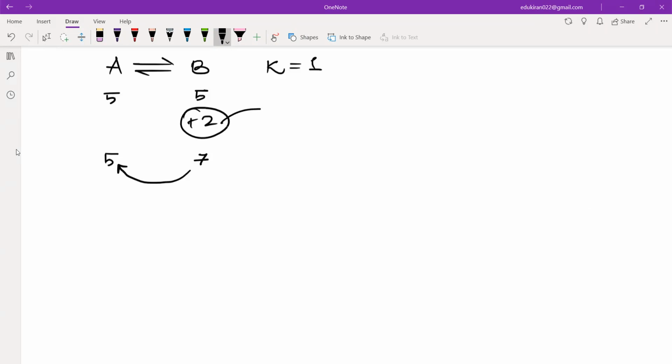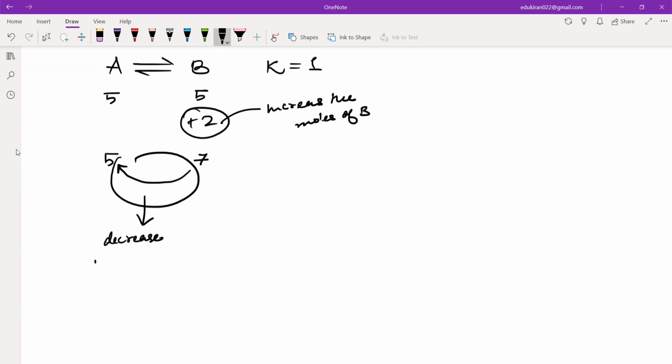So this is something that the human did. This is something that we did. Right? So what did we do? We tried to increase the moles of B. I tried to increase the moles of B, and there is some change that the system is doing. System, what did it do? It tried to decrease the moles of B. Yes or no? Right, guys? Yes, sir.